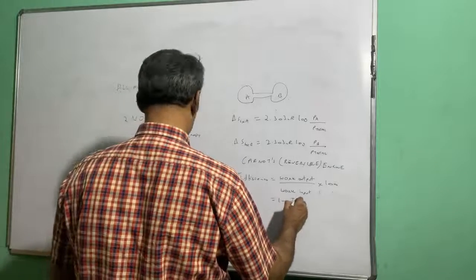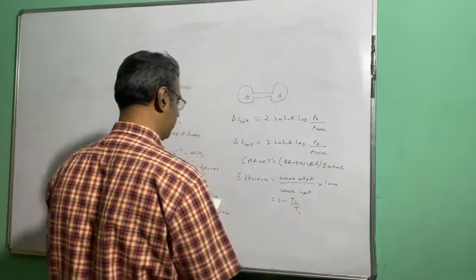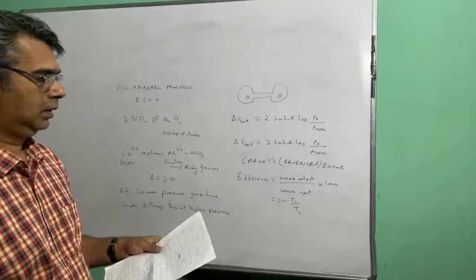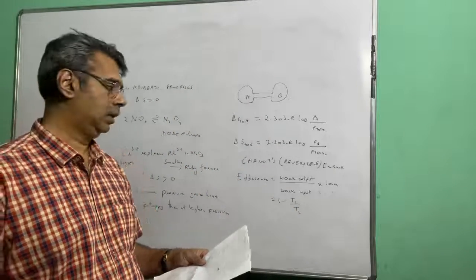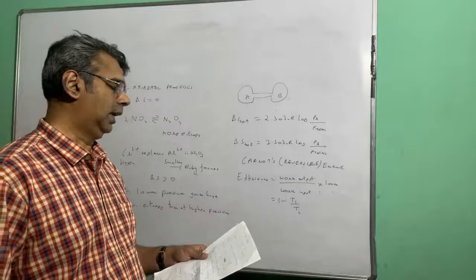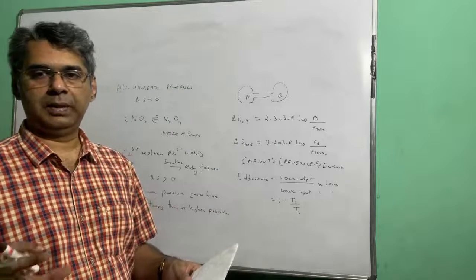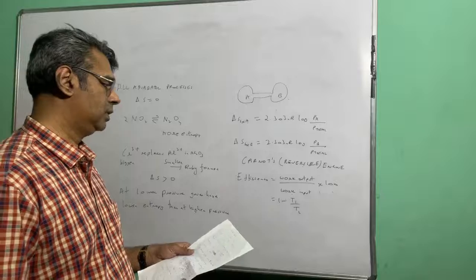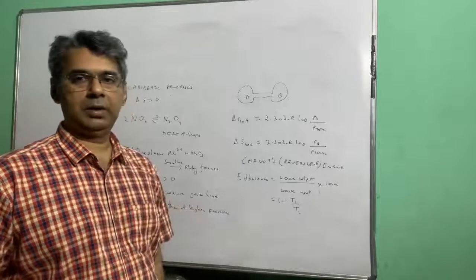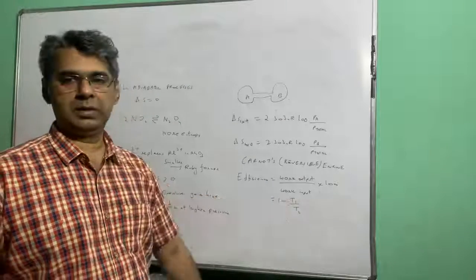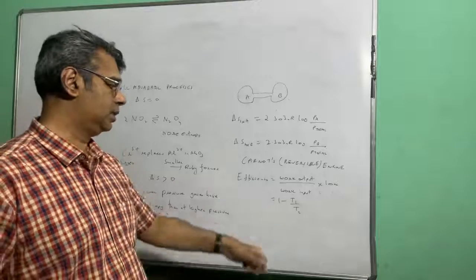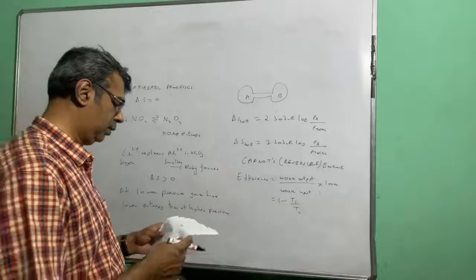And in case of Carnot's engine, the process is happening between two temperatures. One is a hot reservoir, T2, and the other is a cold reservoir, T1. So the efficiency will be 1 minus T1 by T2.